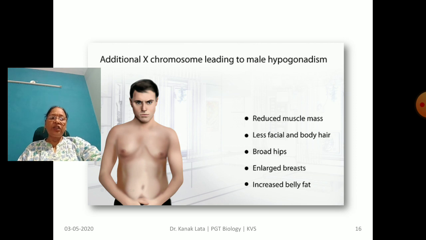This is the individual showing Klinefelter syndrome having an additional X chromosome, which results in reduced muscle mass, less facial and body hair, broad hips, enlarged breast and increased belly fat.